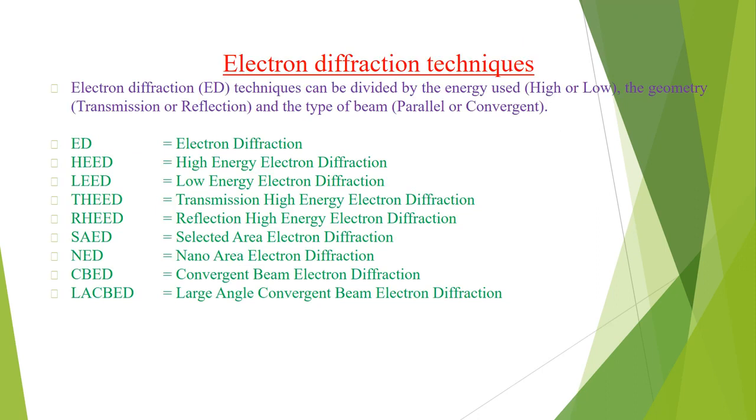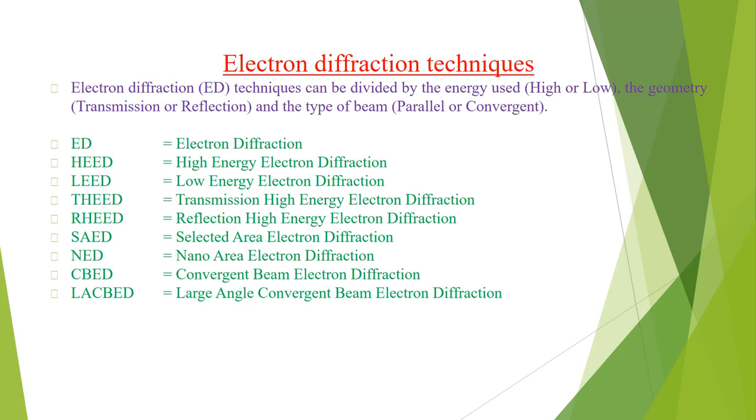Electron diffraction techniques. The electron diffraction (ED) techniques can be divided by the energy used, which may be high energy or low energy, the geometry, transmission or reflection, and the type of beam, parallel or convergent. So the electron diffraction techniques depend on these factors.